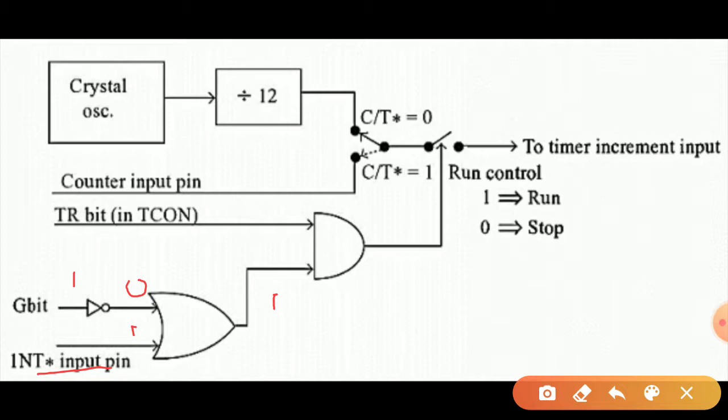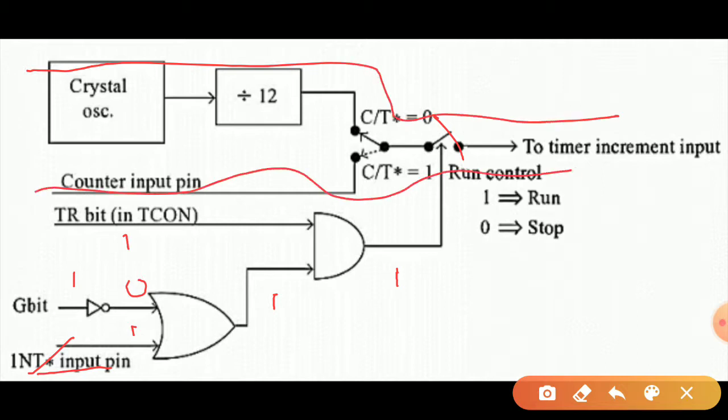And when the TR bit is maintained 1, the hardware input from any INT 0 or INT 1 pin will be giving a high output at the AND gate output, and this high output will be closing the switch here, and the pulses from any of these circuits will be flowed to the next counting stage.